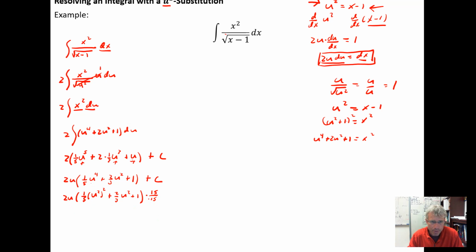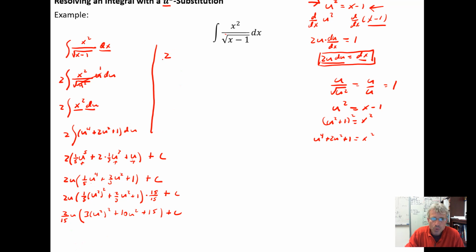If I did that, I would get 2/15 of a u times, and then I would distribute the 15 into the parentheses. So I get 15 times 1/5 is 3 u squared squared, plus 15 times 2/3 is 5 times 2 is 10 u squared, plus 15 times 1 is plus 15, and each of these should have the plus the constant of integration after this. So I'm going to step up to the top of the page, and now we'll start to substitute our values in for u.